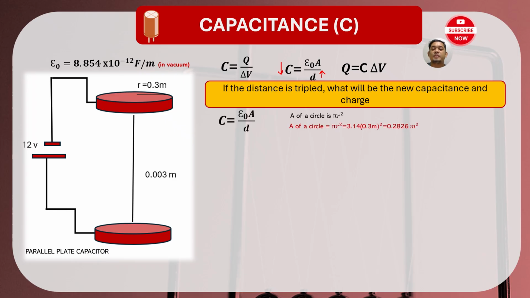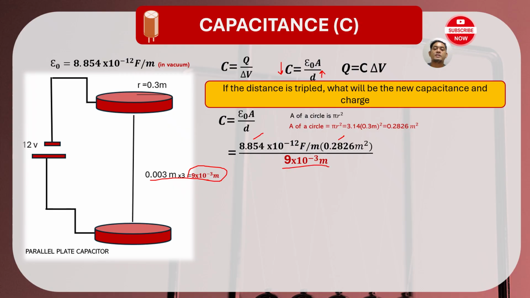We already computed the area of the circle. But this time our distance is being tripled. So we just have to do it like this, times 3. So you can have this value that you can substitute in the distance of our equation. So we will plug in the epsilon naught, it's a constant. We already calculated the area of the circle, but this time we have our new, tripled distance.